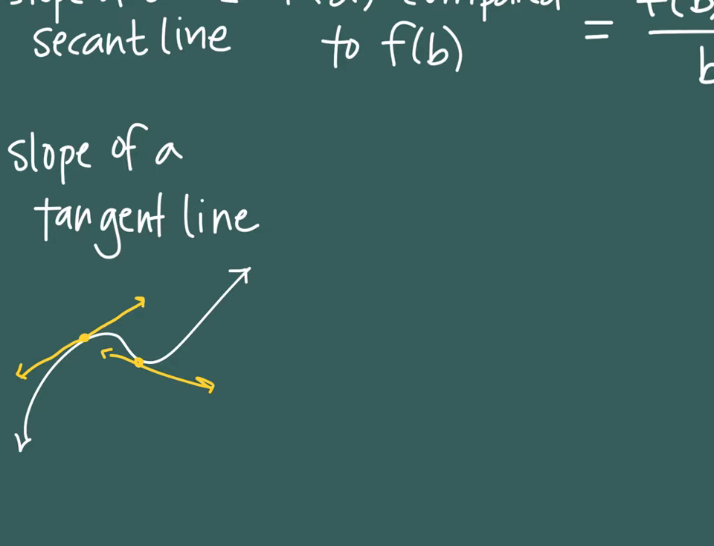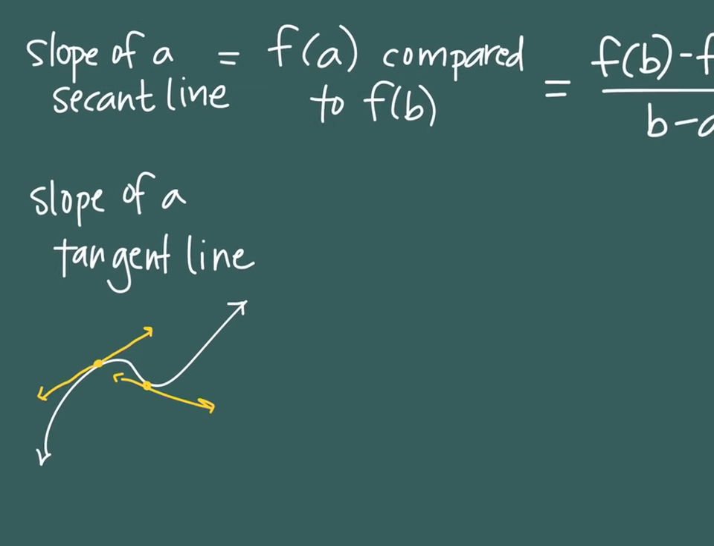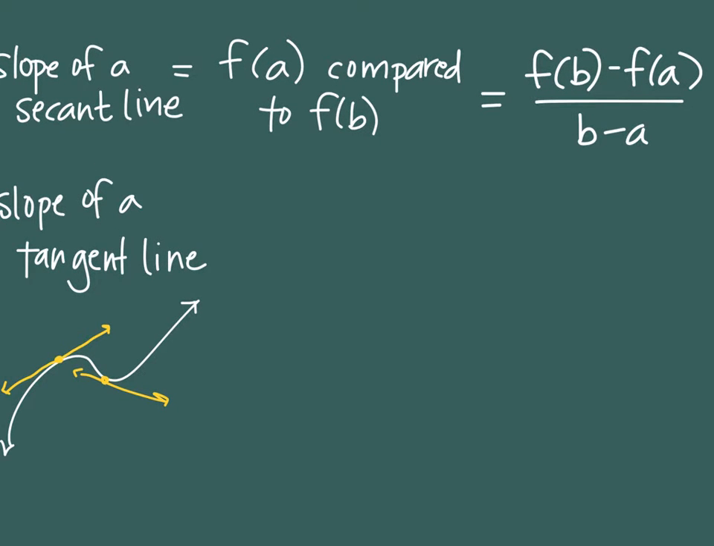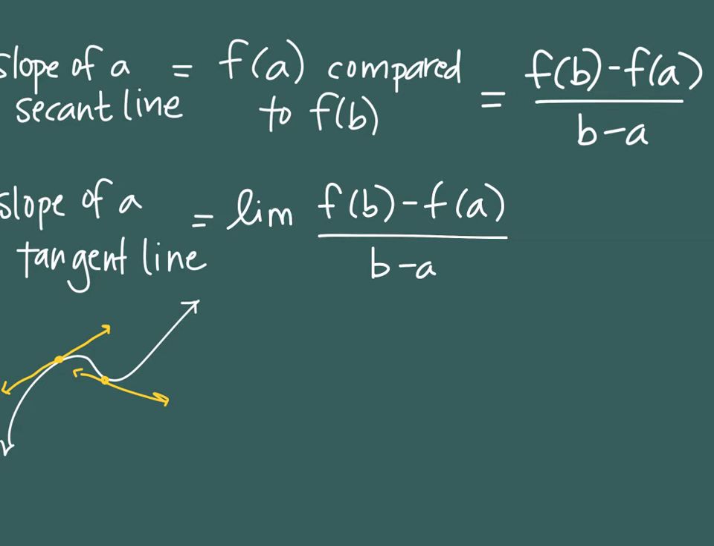The difference between the slope of a tangent line and the slope of a secant line is one tiny little word, and it's the word limit. So the formula for the slope of a tangent line is still f of b minus f of a over b minus a. So it's y2 minus y1. And what makes it a tangent line is that there's a limit in front of it. Without limit, it's not a calculus problem. Without limit, it's a basic old algebra 2, algebra 1 problem. With limit, it now becomes a calculus problem, and you can find the tangent slope of a curve.